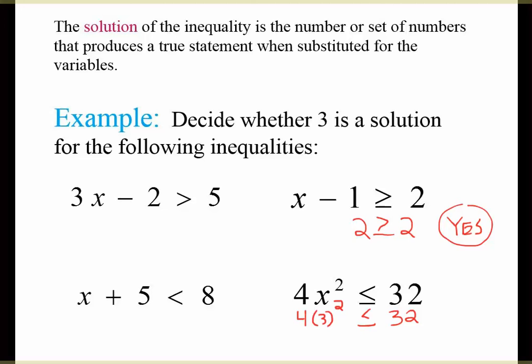You have to follow the order of operations. You have to do the exponents first. So 3 squared is 9. So this becomes 4 times 9 is less than or equal to 32. And 4 times 9 is 36. Is 36 less than or equal to 32? That's a no on both accounts. So no, it is not a solution. So summing up, 3 was a solution for the first one, and the third one we did, but not the second and the fourth one we did.